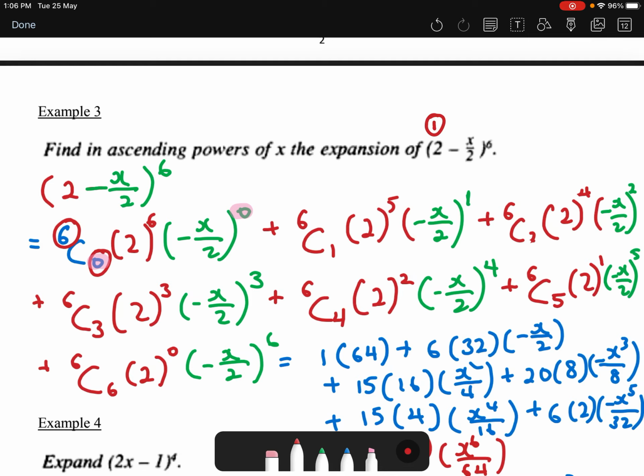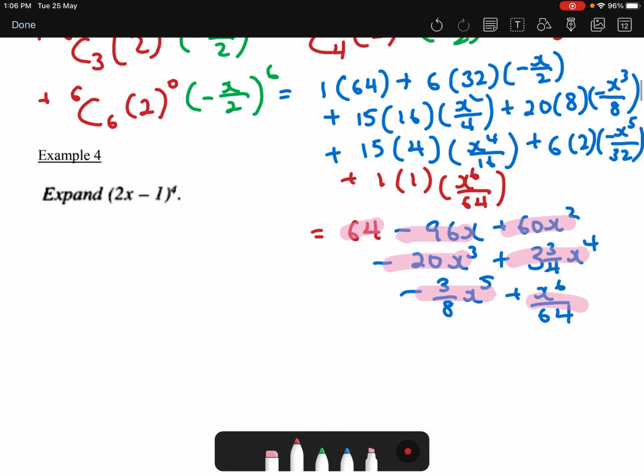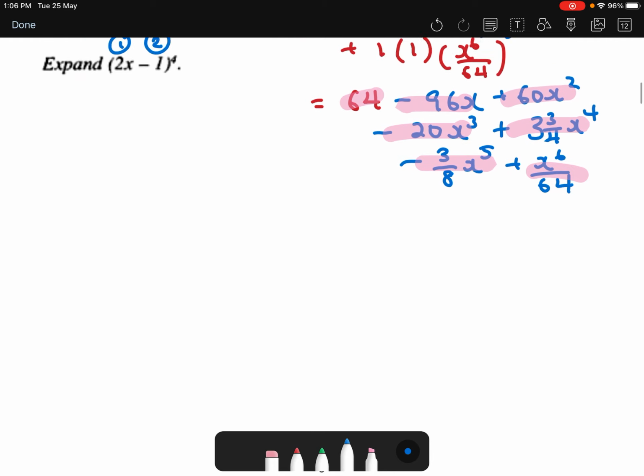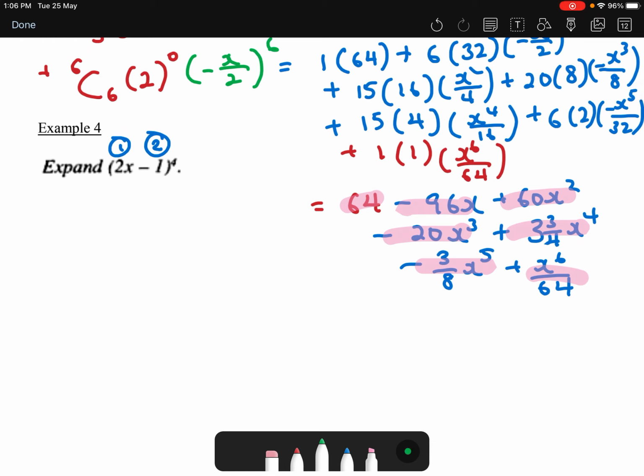What about descending order? How do we do it? When you are doing ascending order, your constant term will be your first term. Let's say in a bracket there are 2 terms: the constant term is the first term, and the term with x is the second term. If you are doing descending order, your x term will always be in front and the constant term will be second. Let us try example 4: 2x minus 1 to the power of 4. With a power of 4, we have a total of 5 terms.